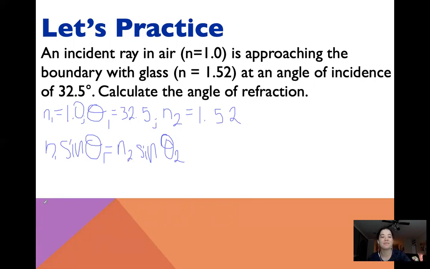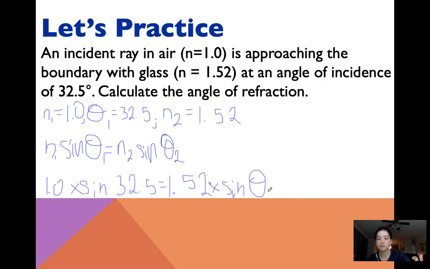So plugging in our values that we know, 1.0 times the sine of 32.5 equals 1.52 times the sine of theta 2 that we are looking for. We want to know the angle of refraction, that's theta 2. So again, why don't we leave as much as possible alone and try to get theta all by itself first?